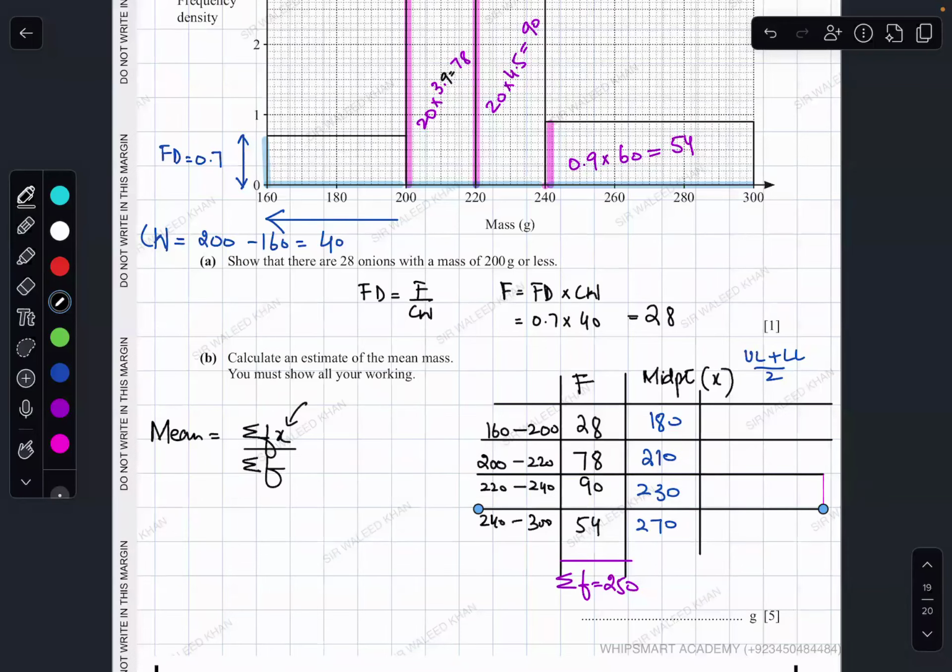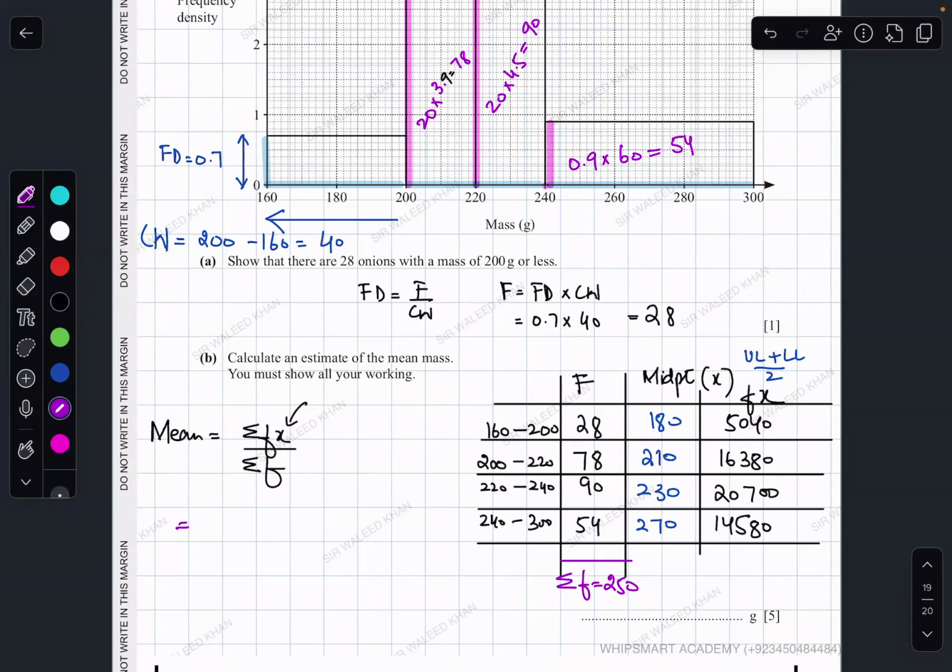This is just to tell you that you can use help from this if you get confused. So what will the fx values be? 28 times 180 is 5040. This will be 78 times 210, that's 16,380. This will be 90 times 230, so 20,700. This will be 54 times 270, so 14,580. Sum them all up.